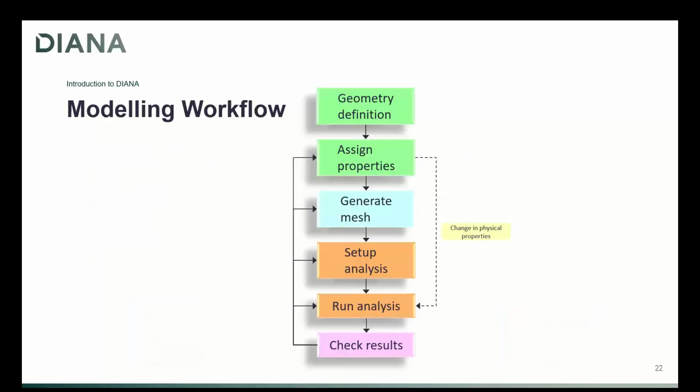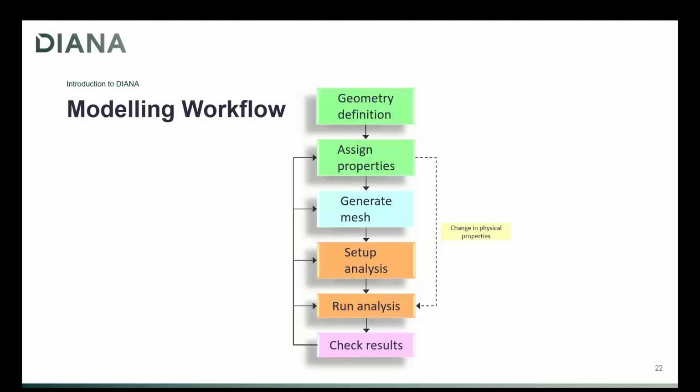In terms of workflow, and this slide is very important because the story that I'm going to tell now applies to any model that you do in Diana, doesn't matter how complex it is. The workflow starts with the geometry definition. So you define all the geometry components of your model. Once you have your geometry, you assign properties. By assigning properties, I mean defining boundary condition, loads, material properties, initial field, everything. Everything is assigned on the geometry.